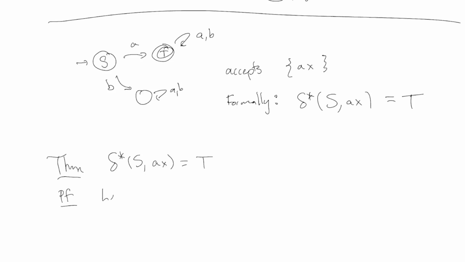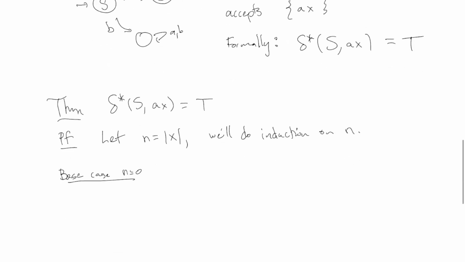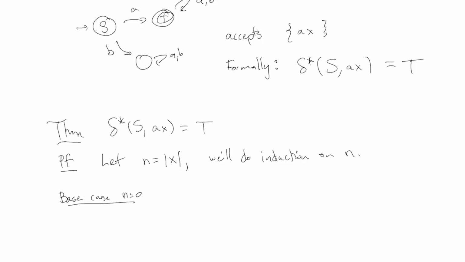I will write something like this. Let n equal the length of x, and then we'll do induction on n. There's no n directly written in the formula, but it's okay. You have to make up your own n, and you better do it with n as the length of x. All right, we'll do induction on n. Okay, let's do it. The base case shall be n equals 0, as usual. I want to show delta star of S, AX equals T when the length of x equals 0.